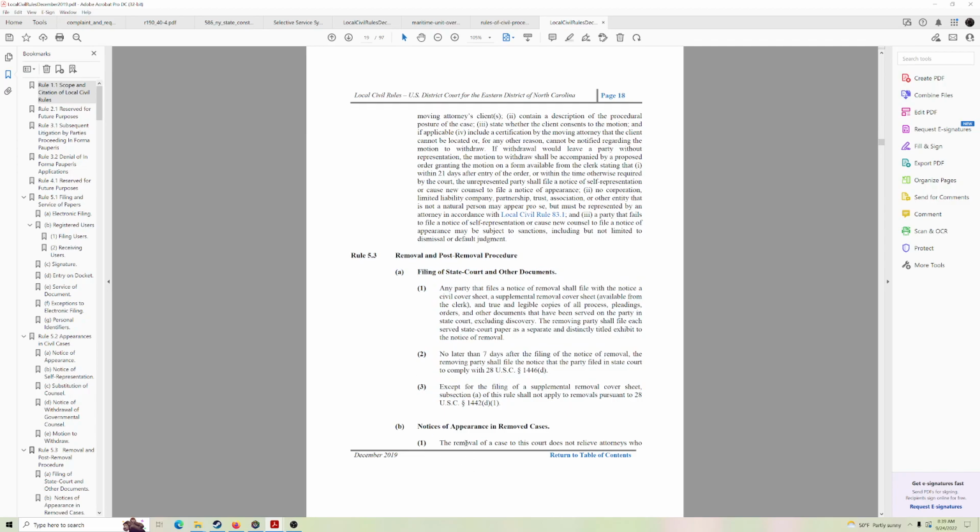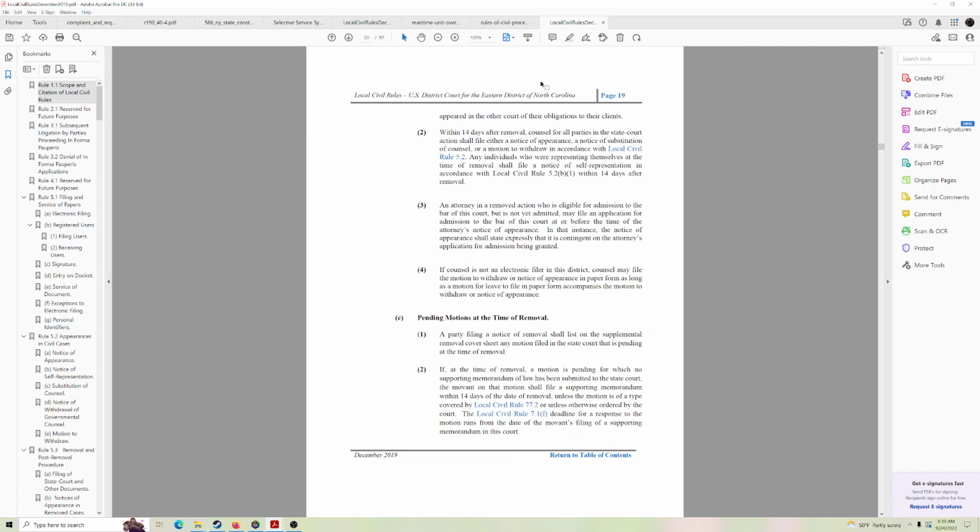B. Notice of appearance in removed cases. 1. The removal of a case to this court does not relieve attorneys who appeared in the other court of their obligations to their client. Within 14 days after removal, counsel for all parties in the state court action shall file either a notice of appearance, a notice of substitution of counsel, or a motion to withdraw in accordance with Local Civil Rule 5.2. 2. Any individuals who were representing themselves at the time of removal shall file a notice of self-representation in accordance with Local Rule 5.2(b)(1) within 14 days after removal.